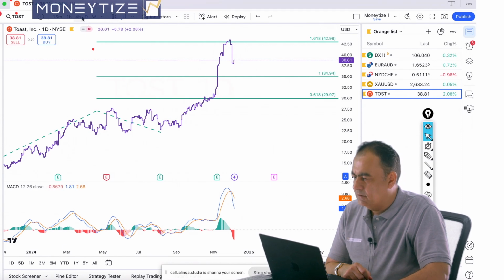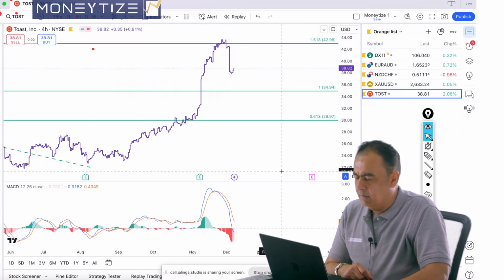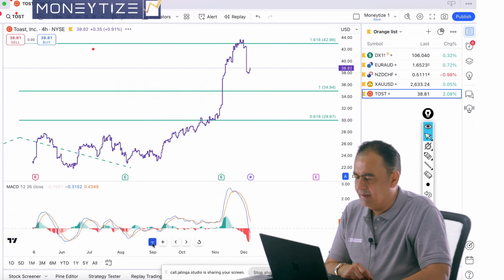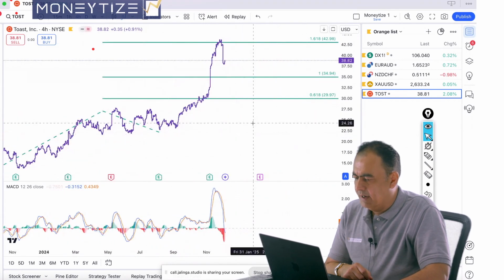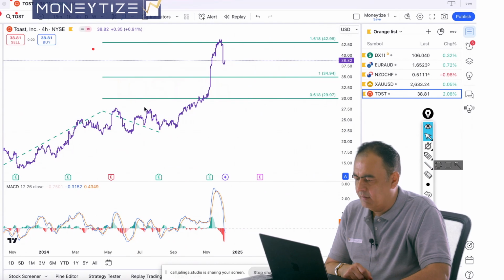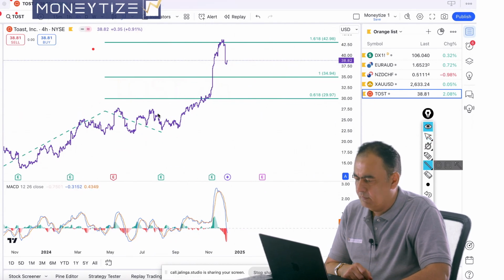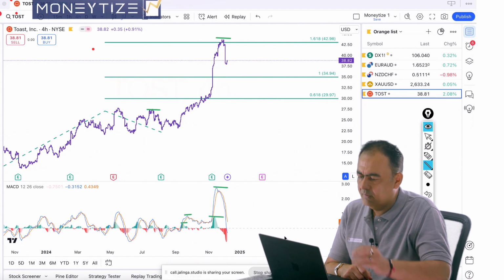I can also go to the 4-hourly chart, and even on the 4-hourly chart, I do not see any signs against. Higher high pattern everywhere. So we have higher highs in conjunction with higher highs on MACD lines and MACD histograms. So this is ultra bullish.